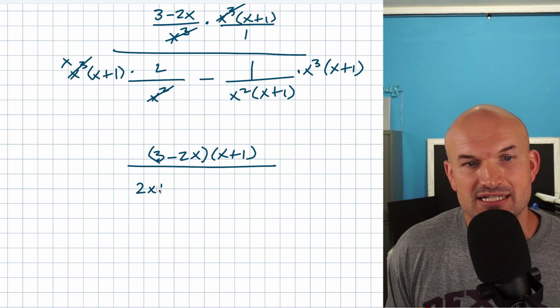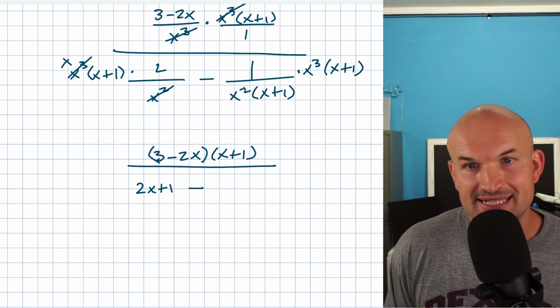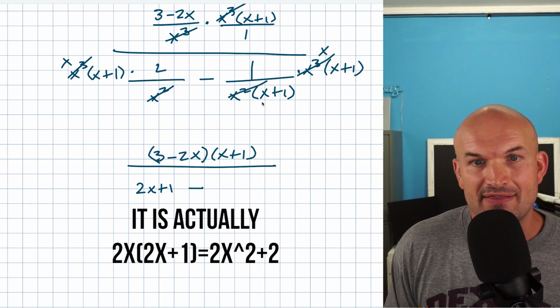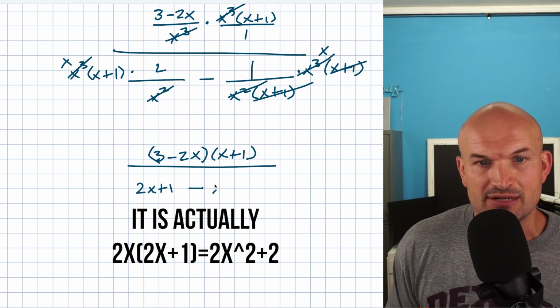So that'd be a 2x plus 1. And then that's going to be minus here. Now, in this case, you can see the x squared divides into x cubed, right? x times. And then the x plus 1s also divide out. So that's just going to be minus an x.